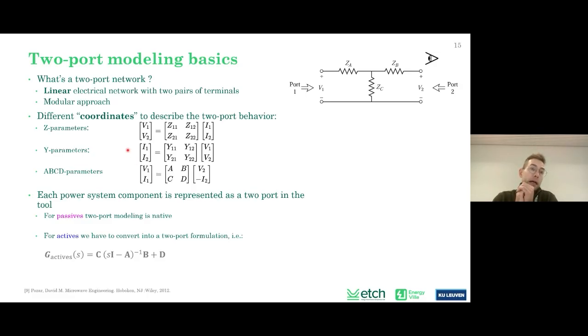All right. So each component is represented as a two-port in the tool. Okay, fair enough, I mentioned that. For the passives, two-port modeling is native. I mentioned that as well. For the active, again, we have to transform the state space into a transfer function representation. All right, so how do we do this two-port framework in the tool?